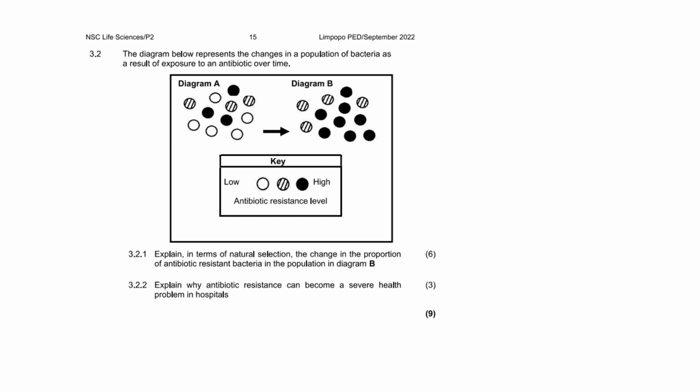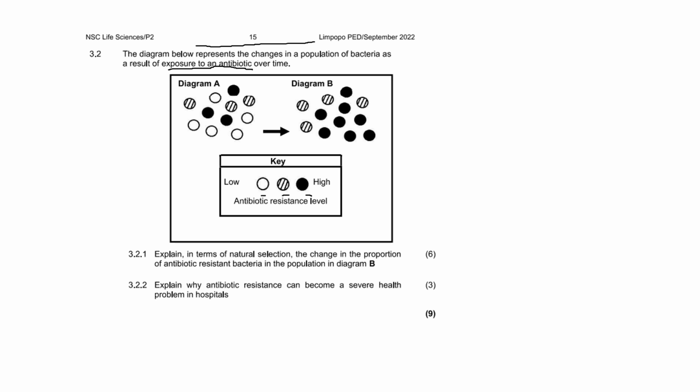3.2 Now, the diagram represents the changes in a population of bacteria as a result of exposure to an antibiotic over time. Okay, we've got bacteria being exposed to antibiotic. We've got low, and then we've got that, and then that, which is dark. So we've got two different types of resistance there. We've got ones which are light, and then ones which are having those lines, then the darker ones.